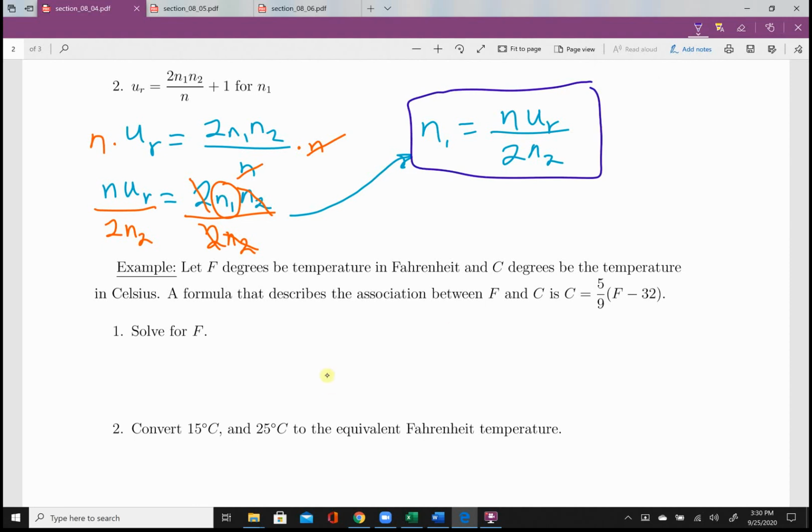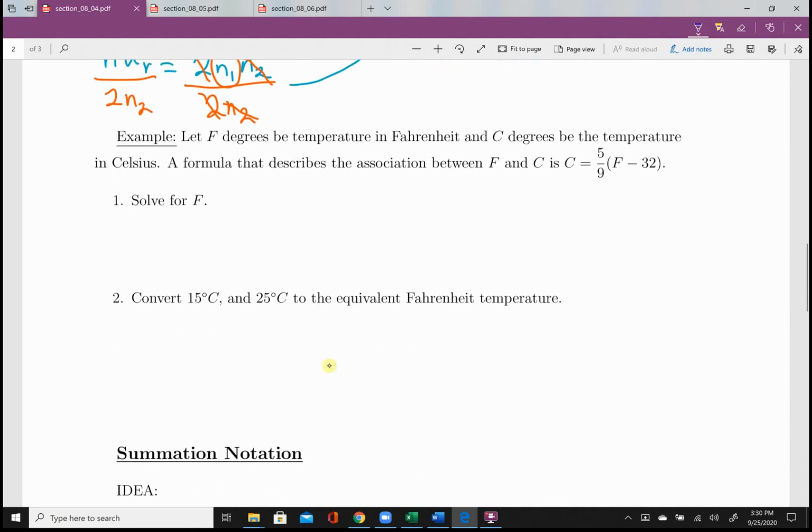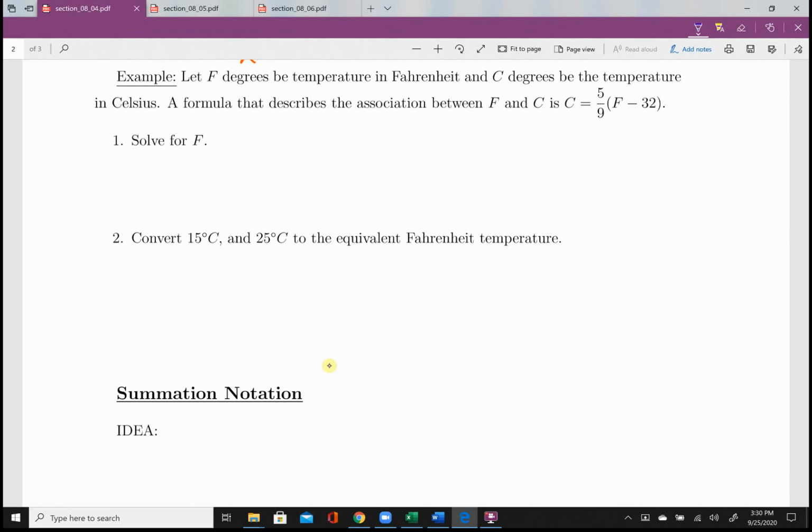Now we're going to have another formula that we're going to solve for another variable, and then we're going to plug in some values in order to do some conversions. So that'll be parts 1 and 2 of this next example. The example reads, let F degrees be temperature in Fahrenheit and C degrees be temperature in Celsius. A formula that describes the association between Fahrenheit and Celsius is C equals 5/9 times the quantity F minus 32.